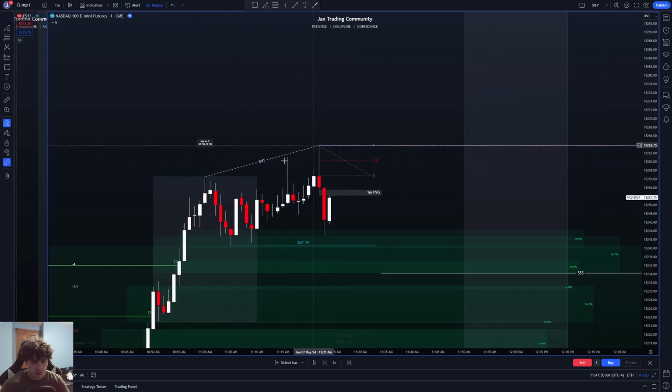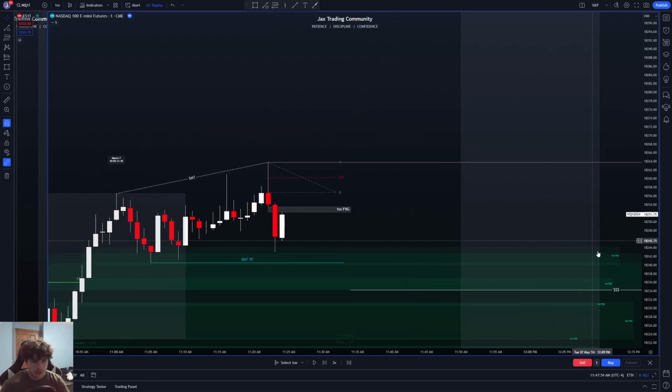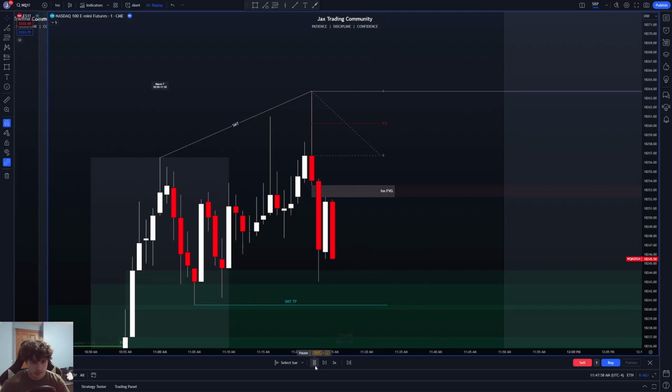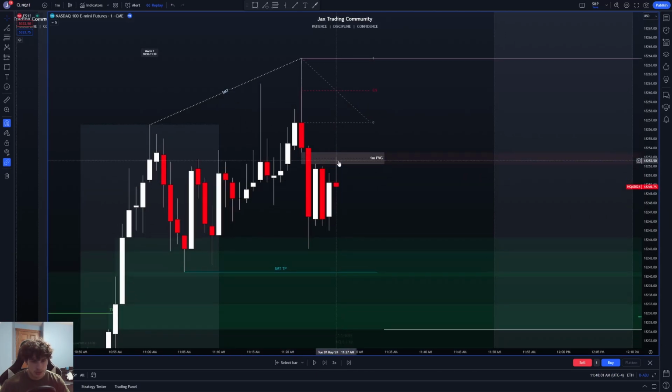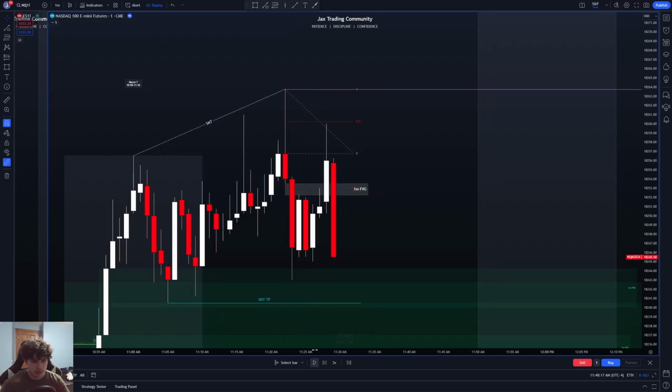So right here, we create an SMT. Here's your SMT TP. You can also mark consequent encroachment of this wick because it's a big wick. You also have this 1 minute. So you could enter in right here. This could be an entry. Now this is a very tight stop. This is only like 2 points. So most likely if you entered this, you probably could get stopped.